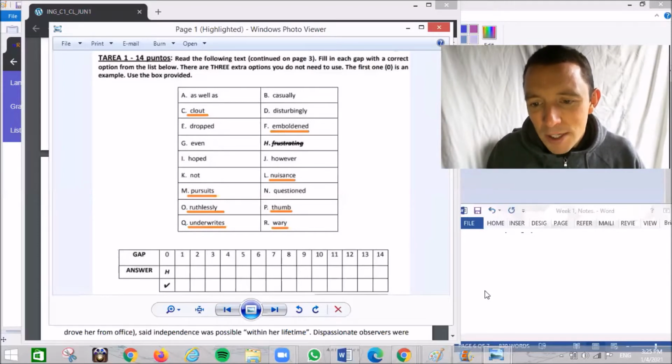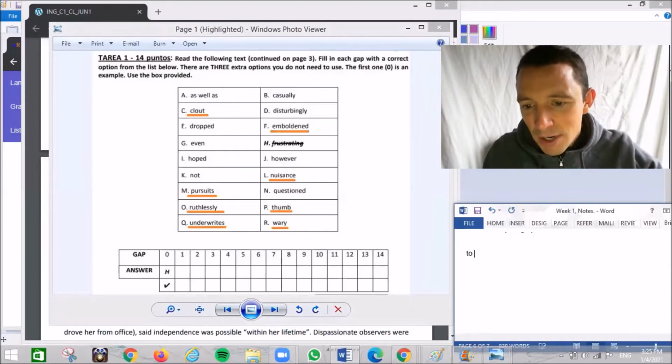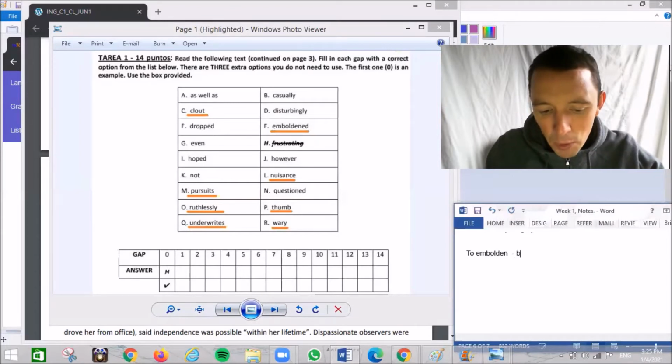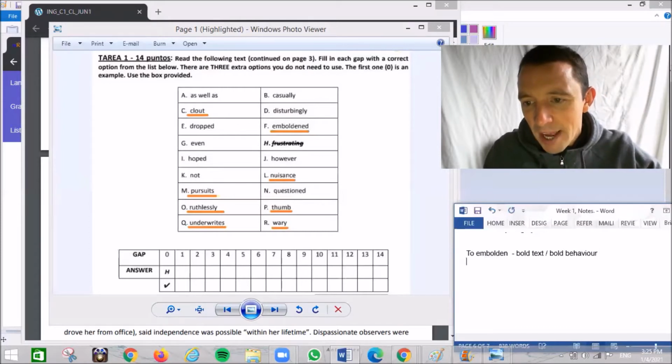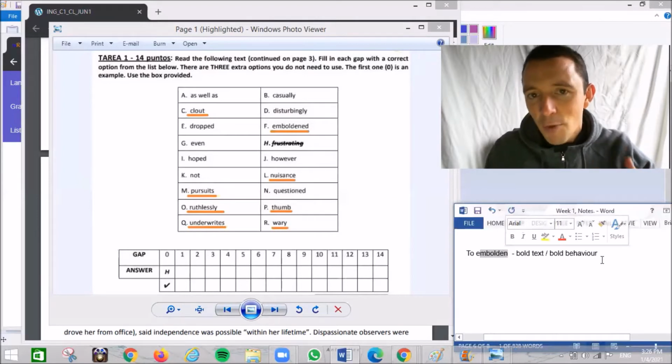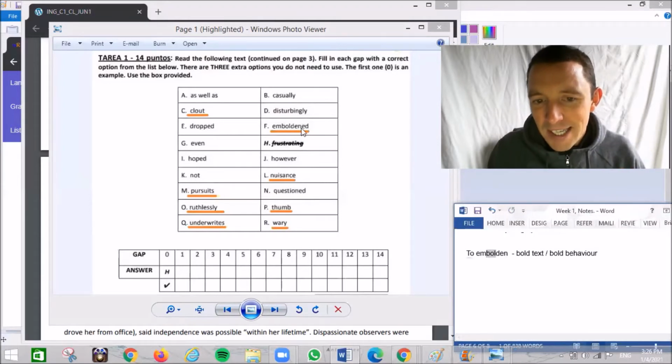F is embolden, okay? So that's a very important word. To embolden is related to fuerza, strength. So you can see bold. That is very important. Again, in English, remember, for example, bold text. It's like negrito, but you have bold behavior is like very strong behavior, okay? So to embolden somebody is to make them más fuerte, to make them very, very strong. And that's the family bold that we see here. So it's also in the past simple, emboldened.